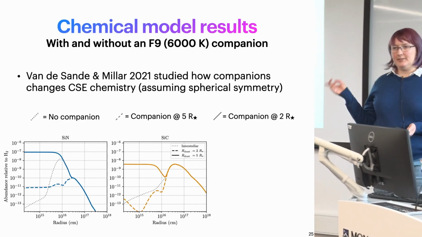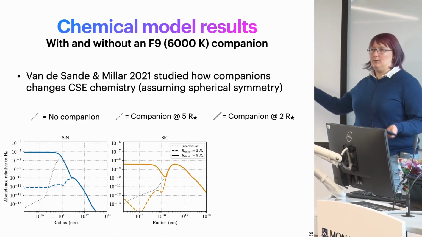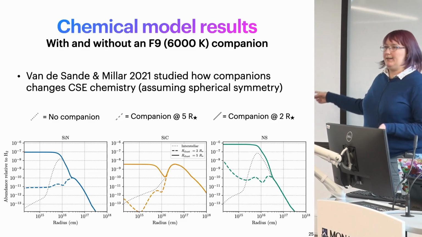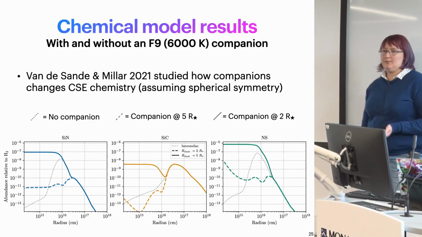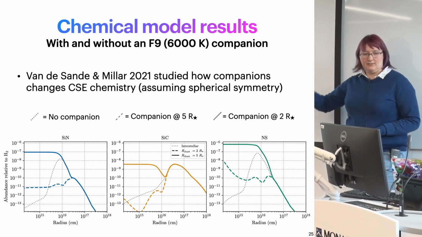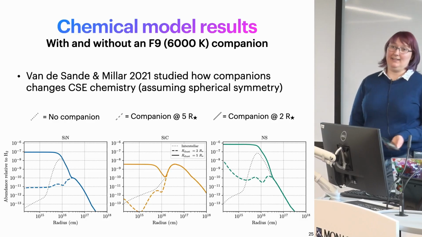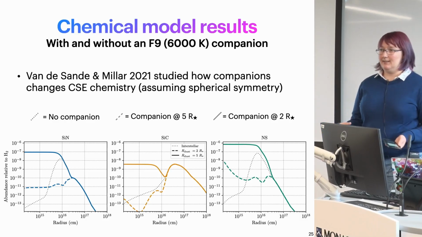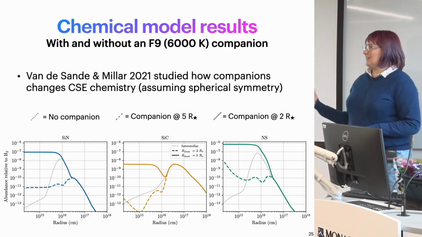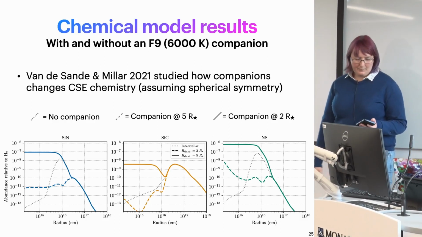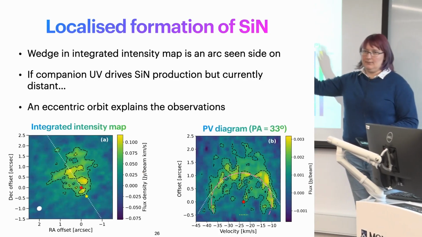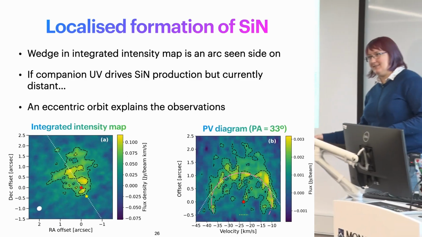The other thing these models predicted, because they studied a lot more molecules than just these two, is that the abundance of NS should be greatly enhanced by the presence of a companion. So having seen this, I then went and searched the data and did find some tentative NS. So it's kind of a confirmation that the chemical models are right. This does seem to be driven by the companion. The problem we have now, though, is that the emission is northeast and the companion is southwest.